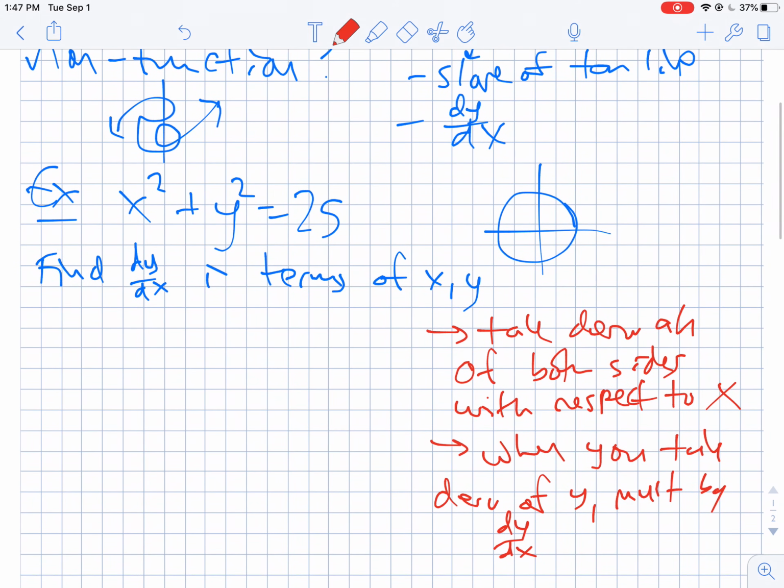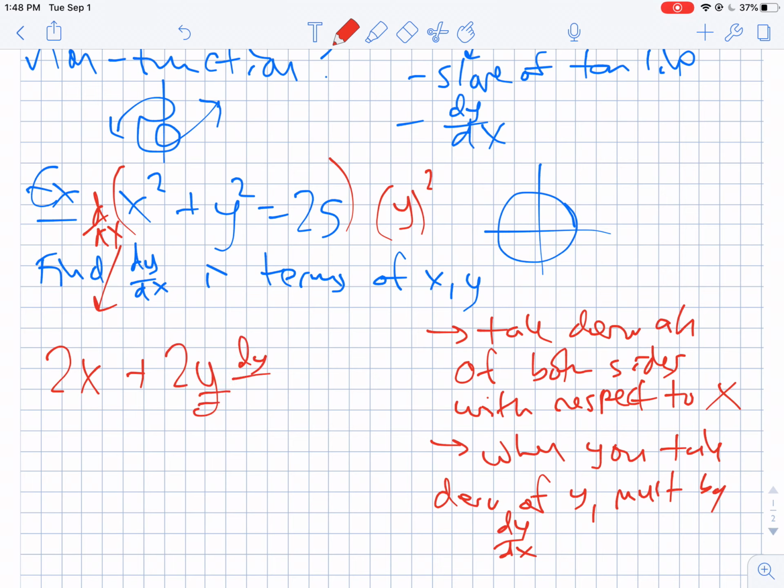And so what we're going to do is begin by just taking the derivative of both sides of this equation. So the derivative of x squared is 2x. The derivative of y squared, you can think of it as like some function squared. The 2 comes down, so it's 2y. And then by the chain rule, we multiply by the derivative of y, which is dy dx. The derivative of 25, of course, is 0.